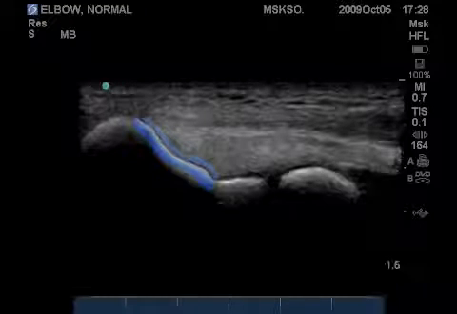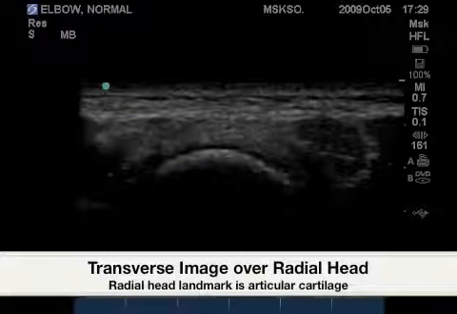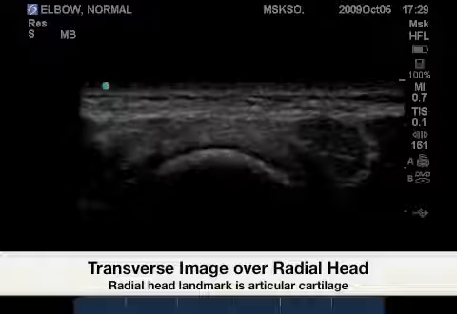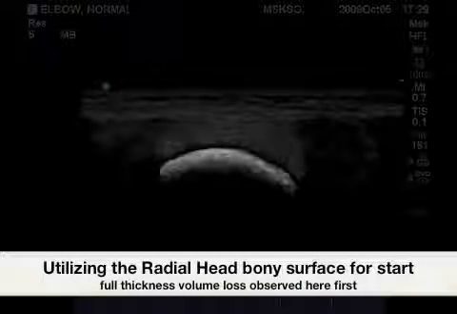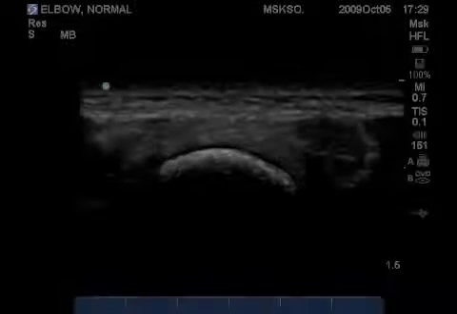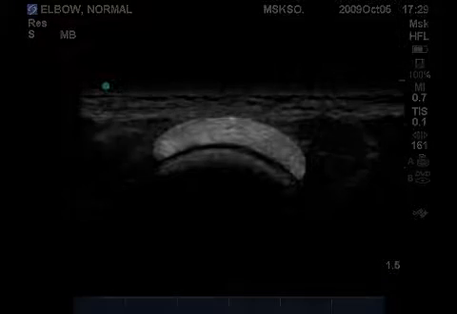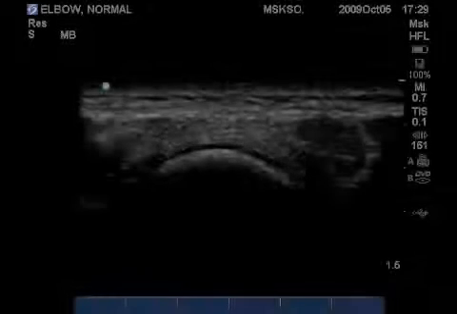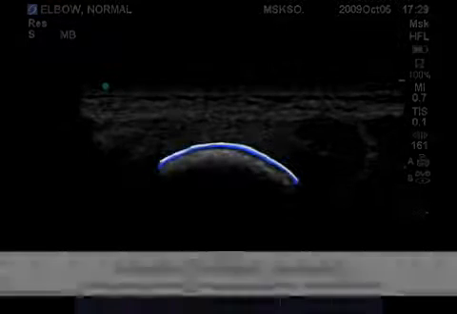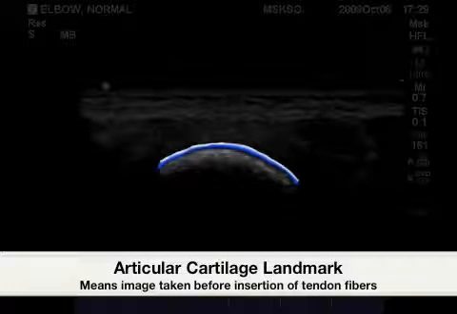A transverse image of the common extensor tendon over the level of the radial head shows a thin, dark, hypoechoic line representing articular cartilage. Superficial to that would be the common extensor tendon. Highlighted here is the articular cartilage, giving us an idea of what part of the common extensor tendon we're viewing.